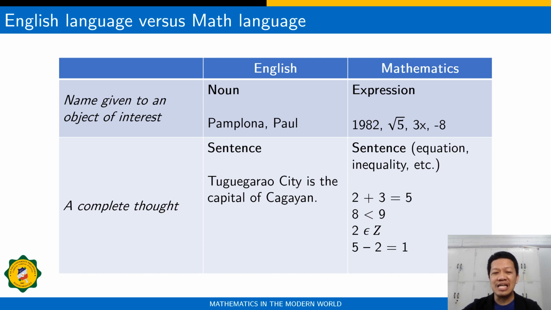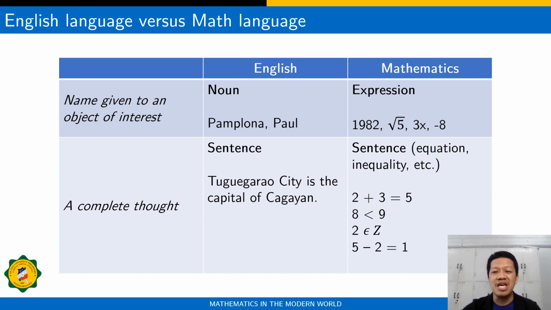Then for a sentence, it has a complete thought. An example in English is, Tuguegarao City is the capital of Cagayan. How about in math? In math, it can be an equality, an inequality, or a membership in a set. So these are examples.